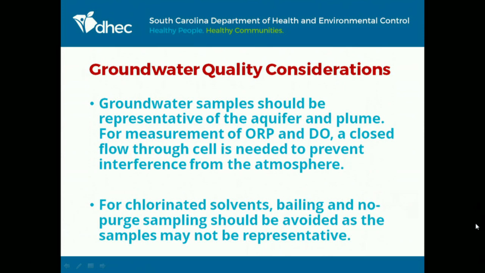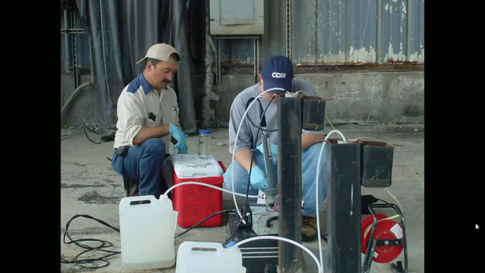I have seen some sites try to measure DO directly in a well without doing any purging, just lower a probe down the well. That doesn't work either. And I actually have an EPA document about that being unacceptable if any of you need that. So you really need a closed flow-through cell to prevent interference from the atmosphere if you're looking at ORP or DO. And as I said, for chlorinated solvents, bailing and no purge sampling should be avoided because you're not really getting representative samples. So this is a picture of a flow-through cell being used at the Thermalchem site.